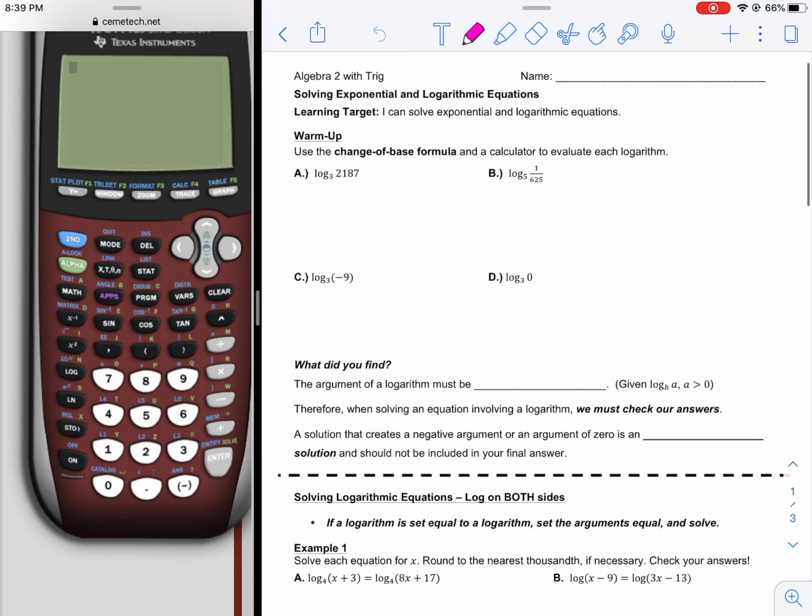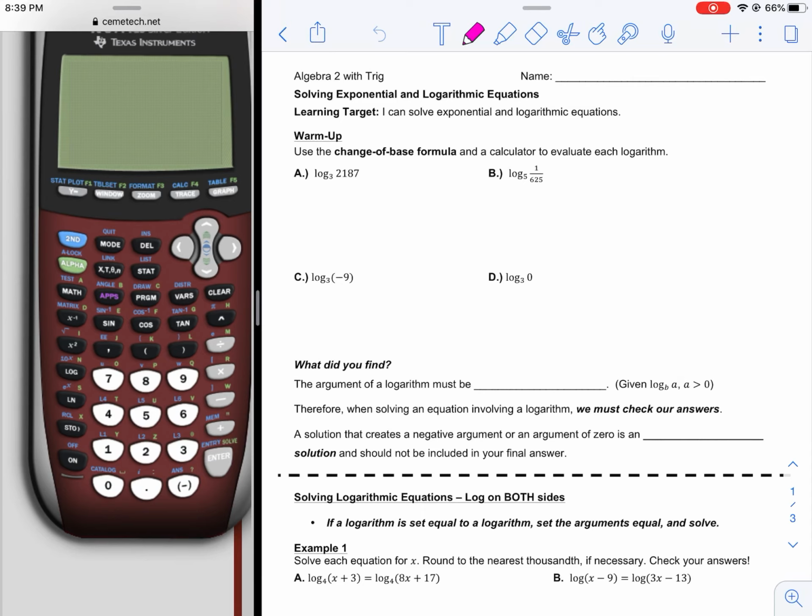At the conclusion of the video, I ask that you go ahead and try the problems in the circuit. Do the best you can, kind of use the answers to guide you. And then I will be providing some feedback to you individually, and I'll post a video later this week with some explanations. All right, so for our learning target today, I can solve exponential and logarithmic equations.